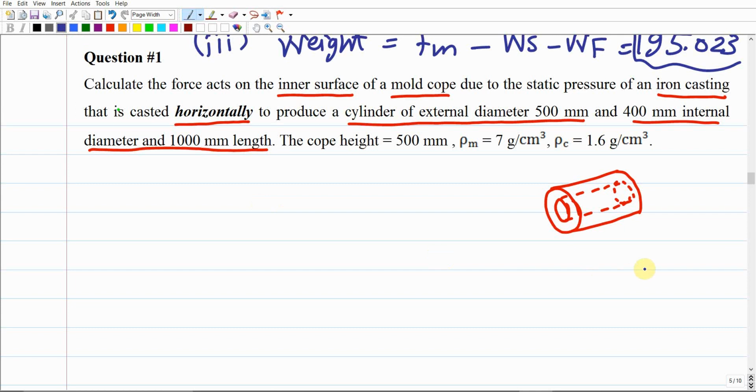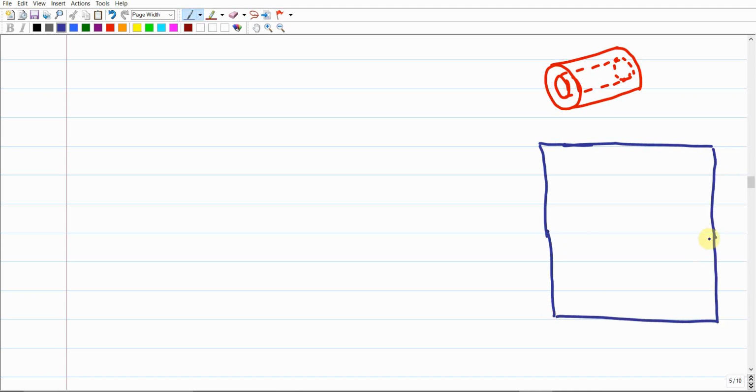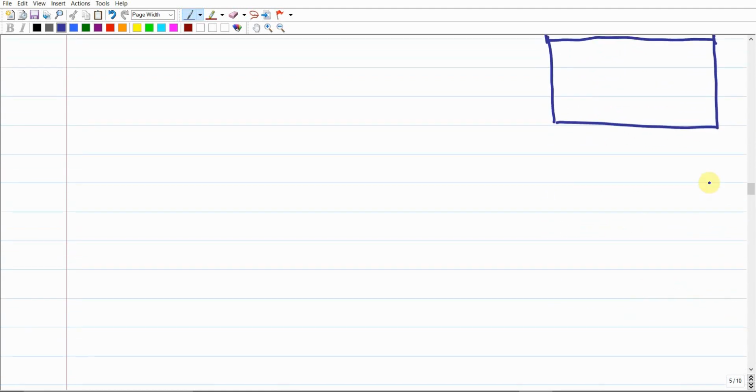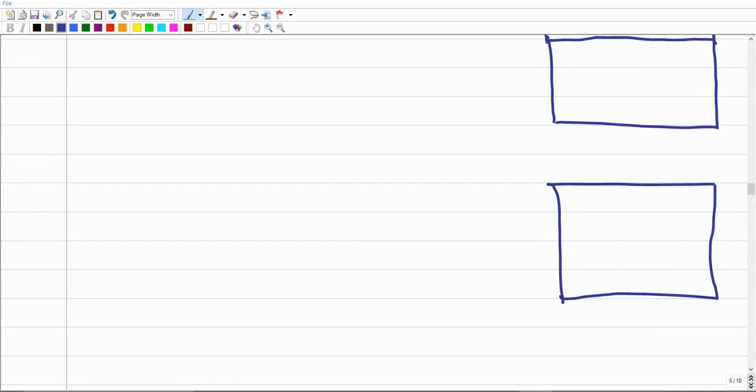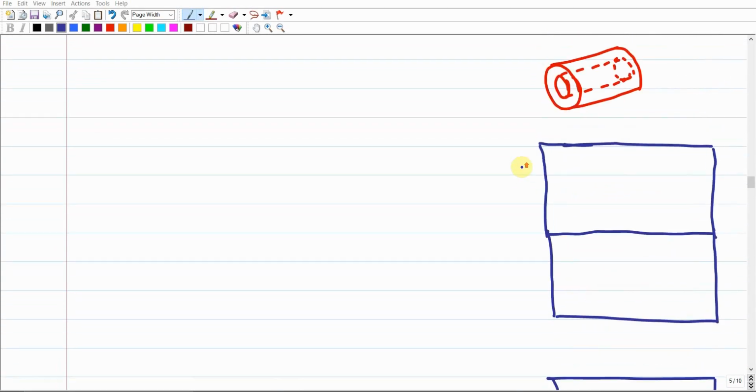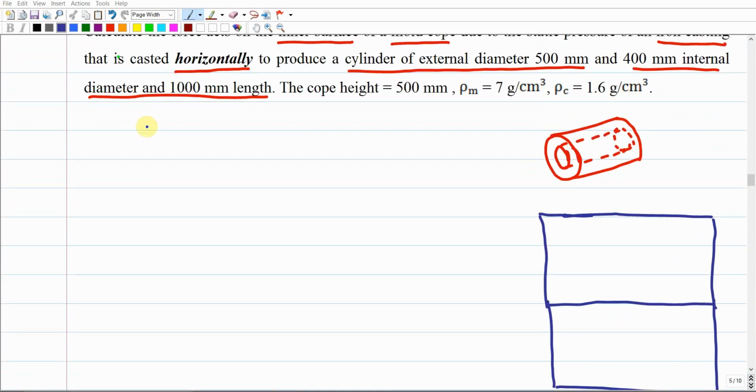For this case, if I ask you to draw the mold, it is typically the same. There is a cope, and there should be a drag somewhere, and this is the parting surface between the cope and the drag. This is the top view of the shape. Then the casting should be located horizontally as he mentioned here. Let me use a different color for the casting.